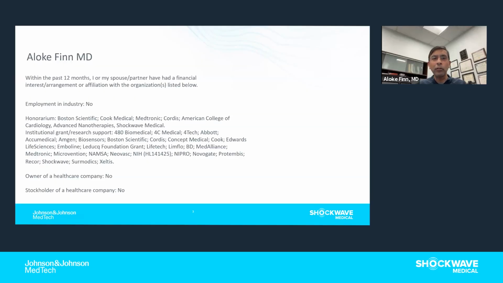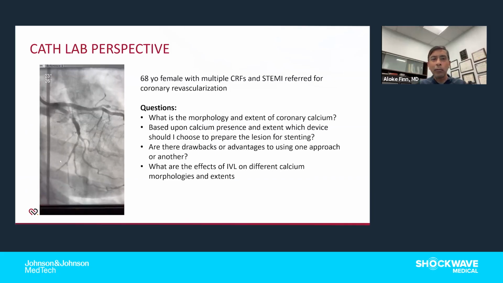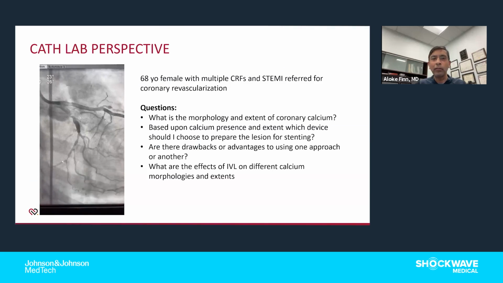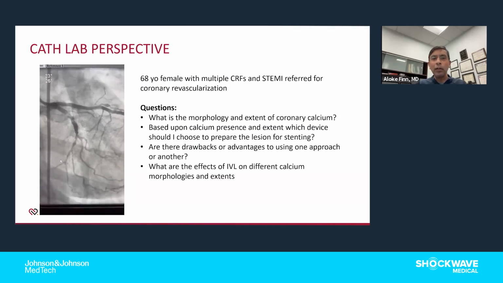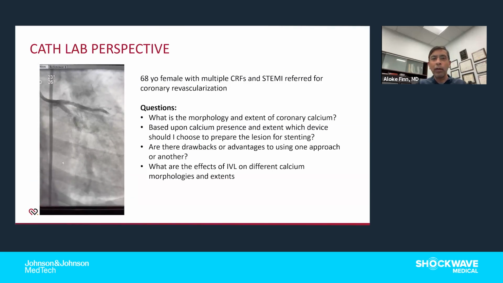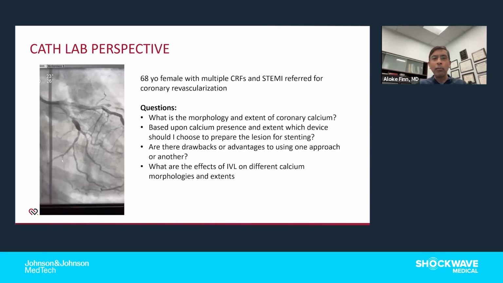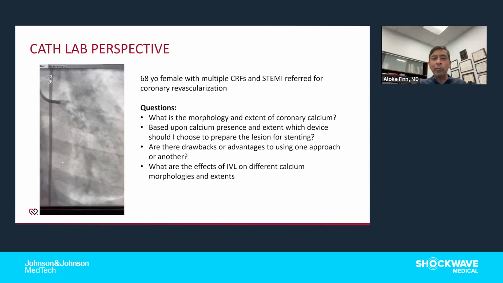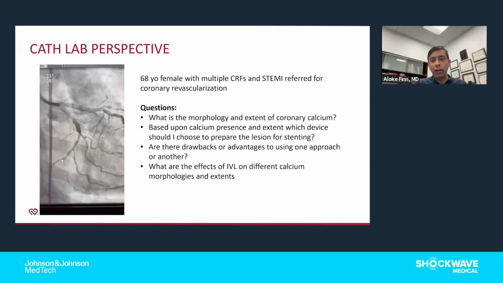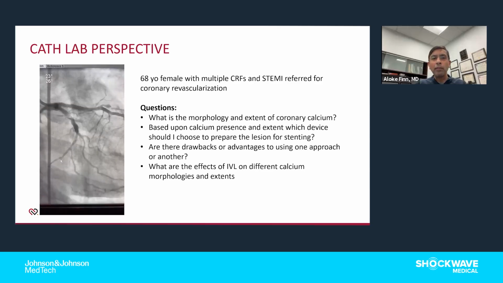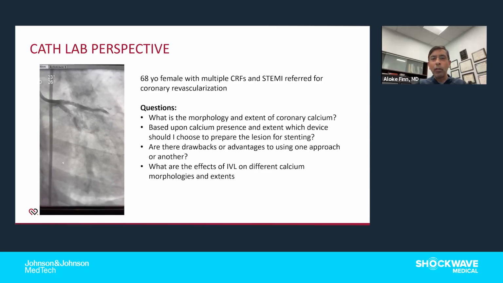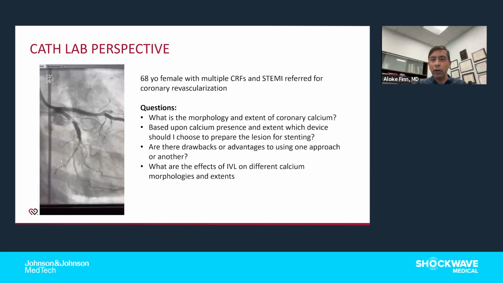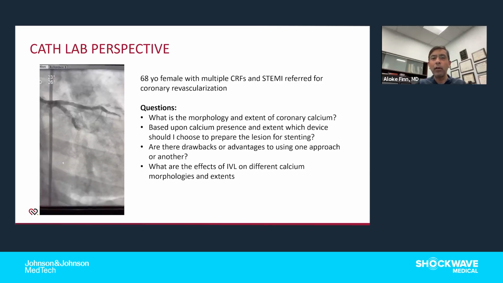Here are my disclosures. When I'm in the cath lab, I'm oftentimes thinking multiple things about calcified lesions. This is a 68-year-old female with multiple cardiac risk factors who presented with a STEMI and was referred for coronary revascularization. I'm probably thinking from the more basic pathologic level: what are the morphology and extent of coronary calcium in the target lesion I'm thinking about intervening on?